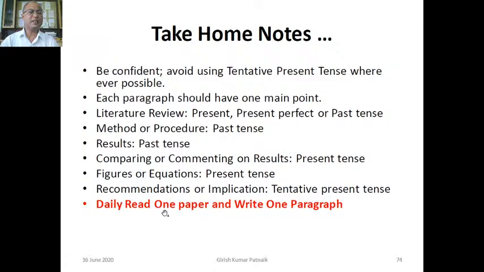So what I suggest is, you need to read one paper daily and write one paragraph about that particular paper. It is a habit. If you start developing this particular habit, it will really help you in publishing quality papers along with your quality scientific work.